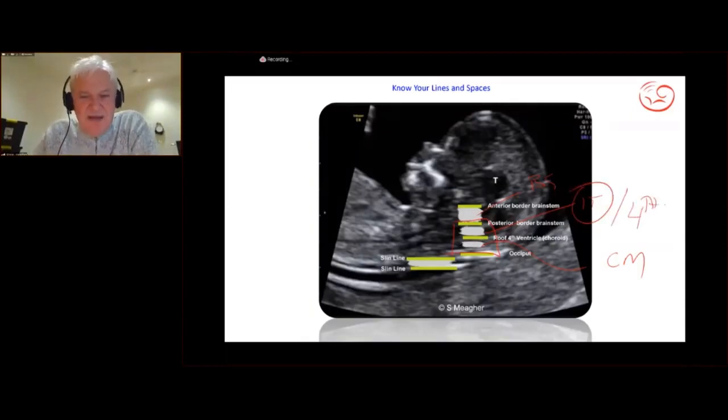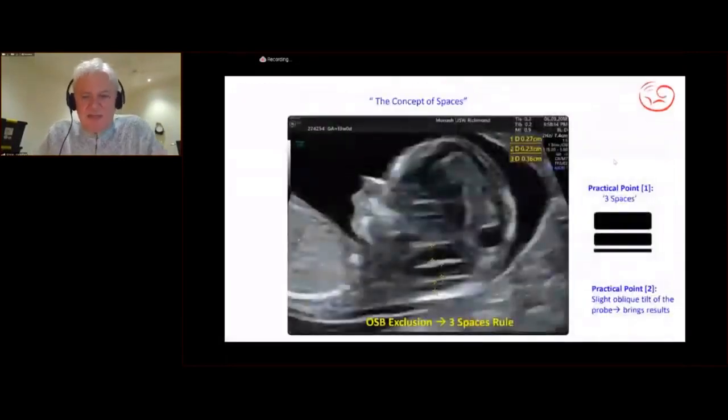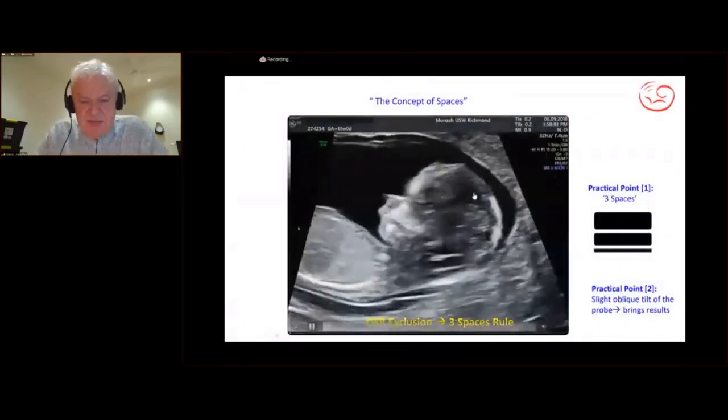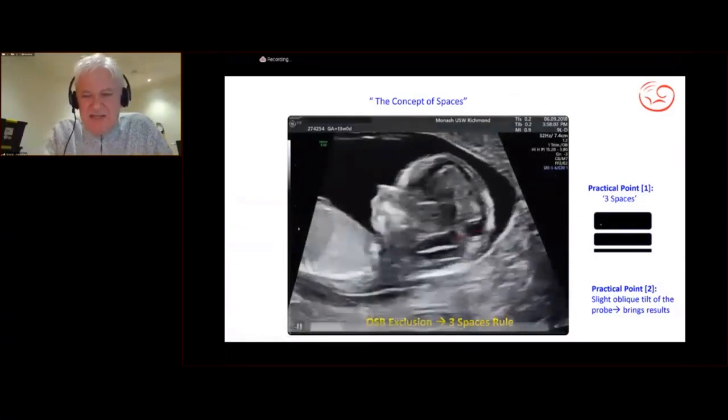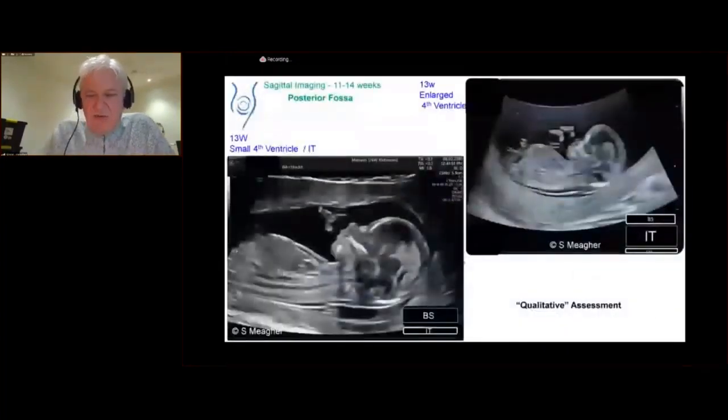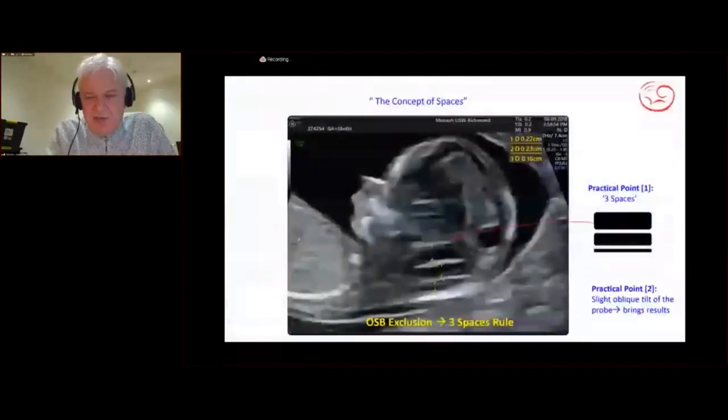So if you look at this case, I'll show you now in real time. This is a patient at 13 weeks of gestation. And now you recognize these landmarks. You recognize that this is the brainstem. You recognize that the fluid beneath it is the intracranial translucency or fourth ventricle. And this is the cisterna magna.